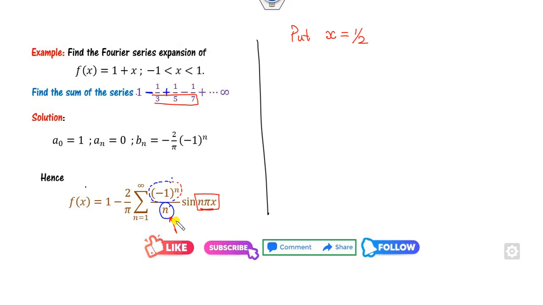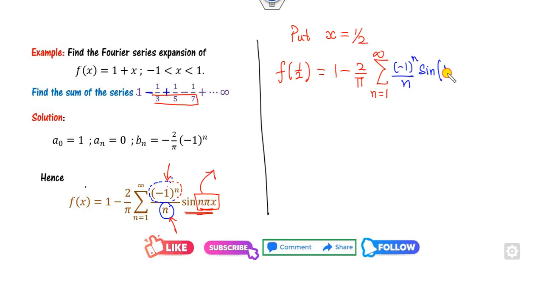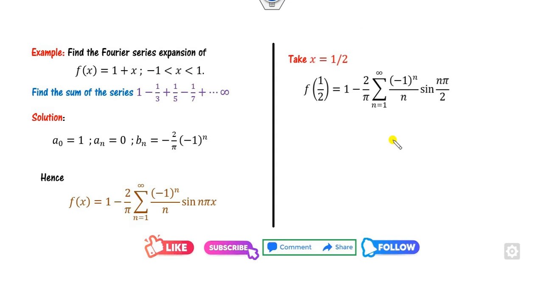This is the n. The numerator is plus minus plus minus plus minus. So I can also need this. The only term which we don't need is sine n pi x. So I can substitute it. It gives f of half equals 1 minus 2 over pi, summation n is equal to 1 to infinity, minus 1 raised to power n over n sine n pi over 2. Fine. So you will get this.